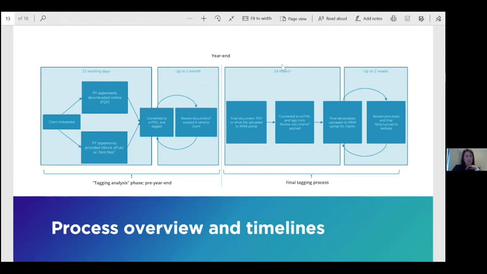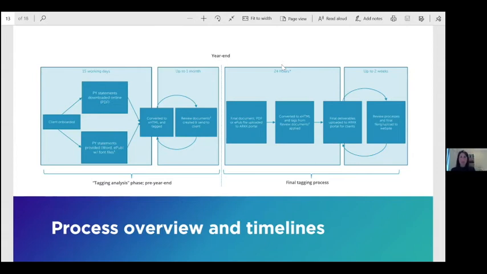So we've got this tagging analysis phase where we will onboard you as a client, and we will take your prior year financial statements, or possibly a mock-up of your current year ones if you have them and they're significantly different, and we will apply tags to the prior year financial statements and agree with you how you want them tagged and what you want them to look like. So we basically do a dummy run on your prior year financial statements. That takes us 15 days.